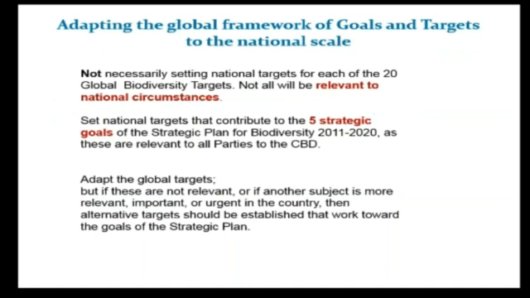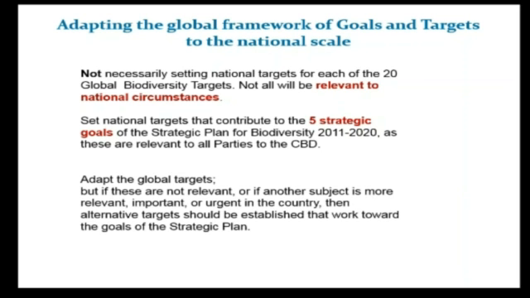And so the process of setting NBSAP targets within this global framework doesn't automatically mean that each country is expected to produce 20 national versions of the Aichi Global Biodiversity Targets. Some countries have done that approach, and that's absolutely fine, and covers all of the areas of the strategic plan. But not all of the targets might be relevant to a national circumstance. One example would be if the Aichi biodiversity targets talk about marine environments, but a landlocked country wouldn't have that relevant.